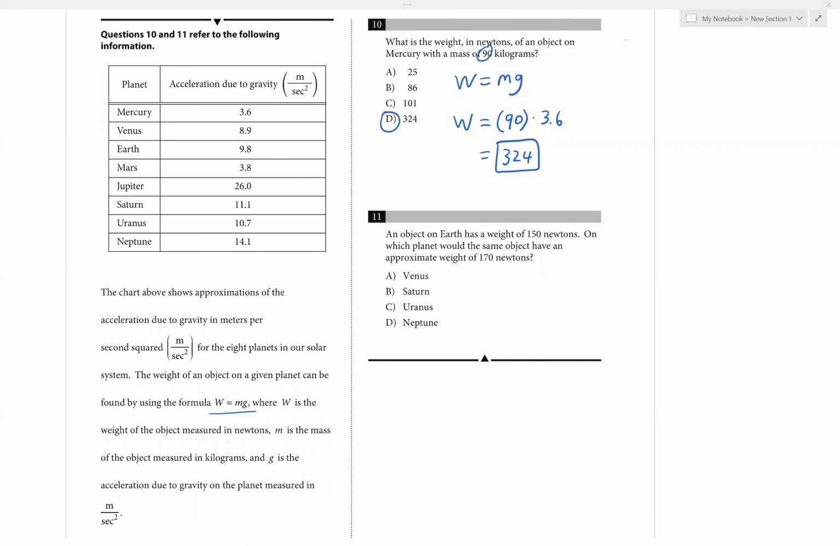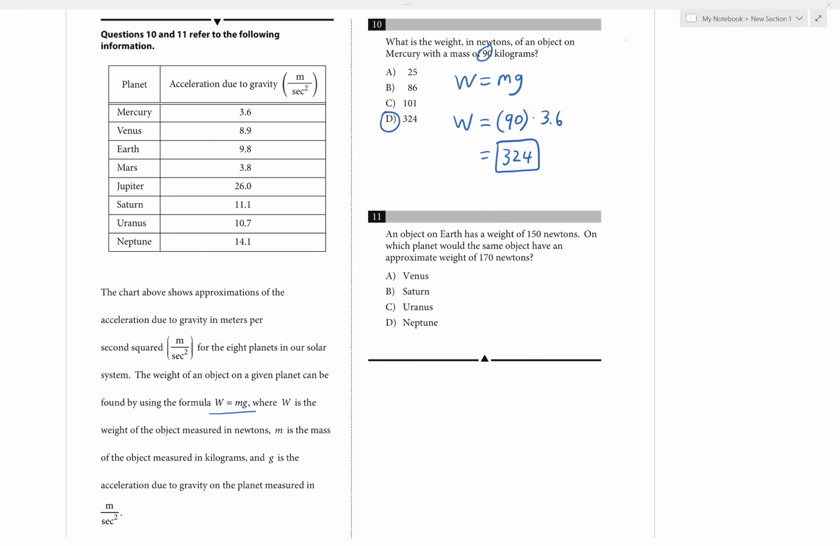Okay, question 11. An object on Earth has a weight of 150 newtons. On which planet would the same object have an approximate weight of 170 newtons? Okay, so we know the weight of the object on Earth is 150.